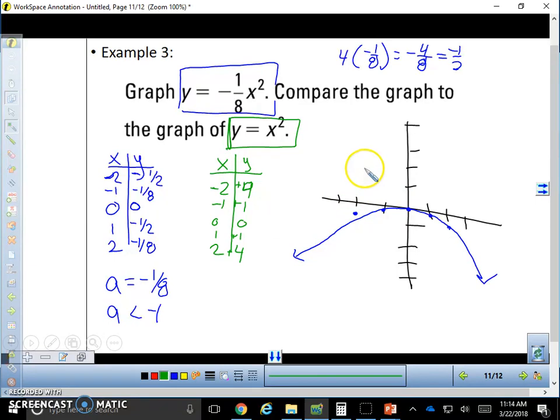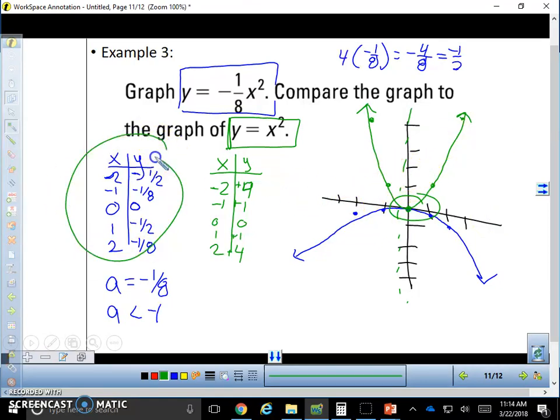-2, +4, -1, +1, 0, 0. It's going to mirror it. All right. How are they the same? Okay. They're both parabolas. They have the same vertex. They have the same axis of symmetry. They have the same domain. They don't have the same range.